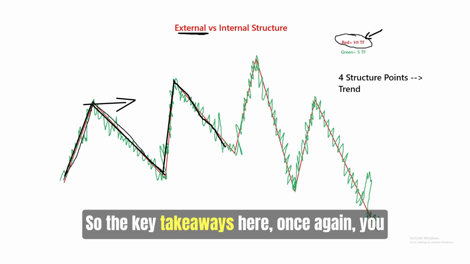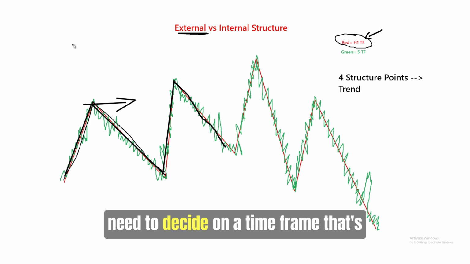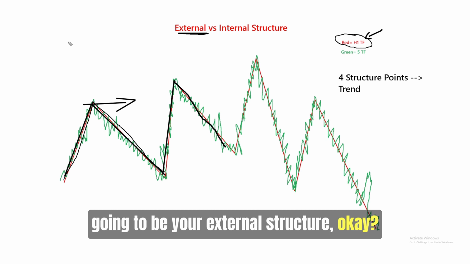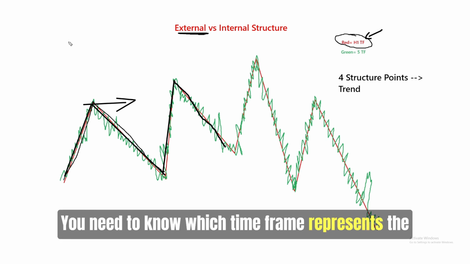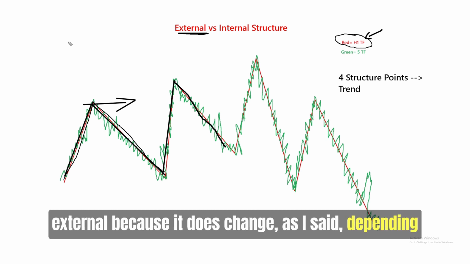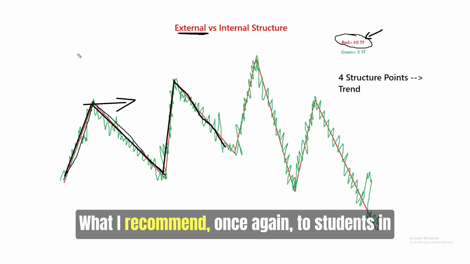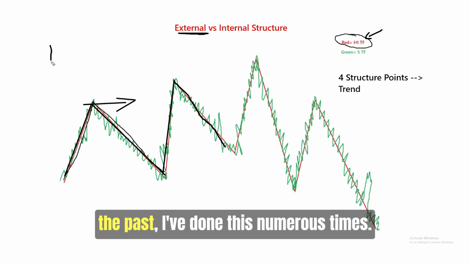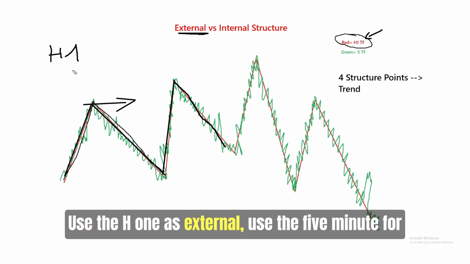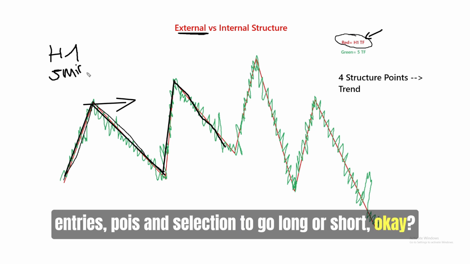So the key takeaways here, once again, you need to decide on a time frame that's going to be your external structure. Okay, you need to know which time frame represents the external, because it does change, as I said, depending on the time frame that you look at. What I recommend, once again, to students in the past, I've done this numerous times, use the H1 as external, use the 5-minute for entries, POIs, and selection to go long or short.